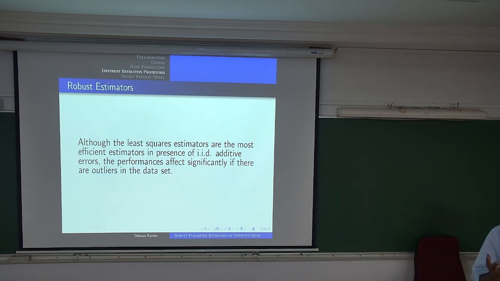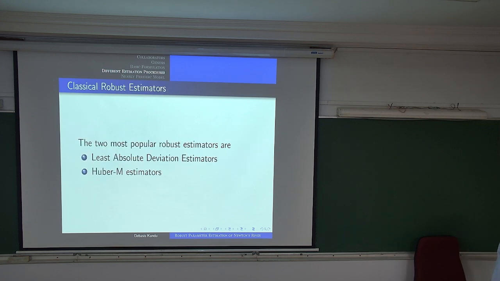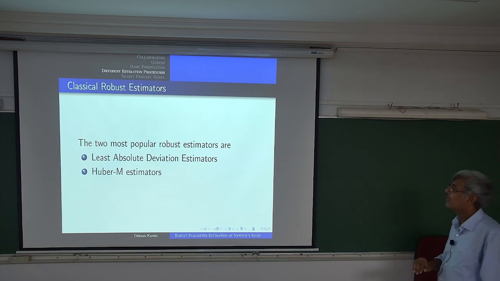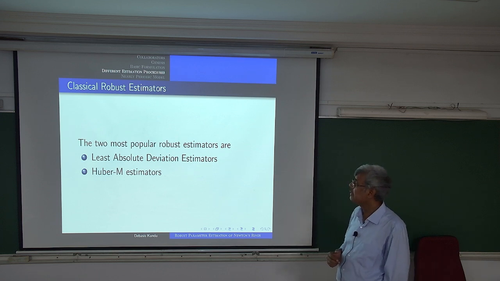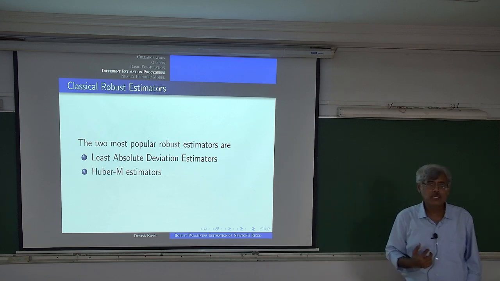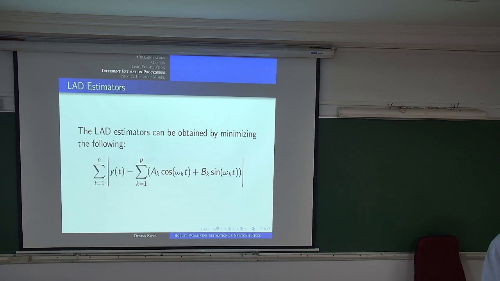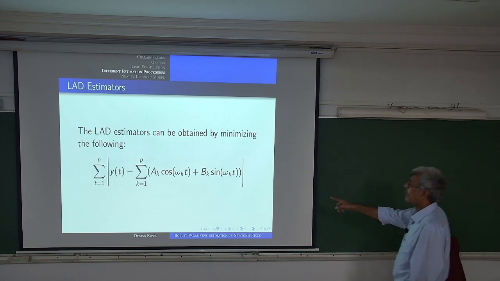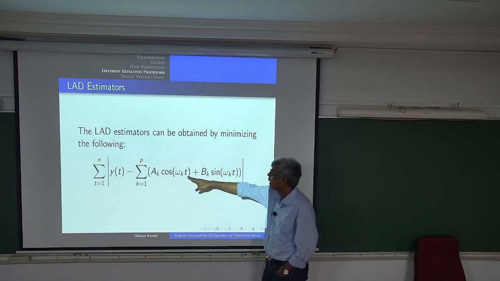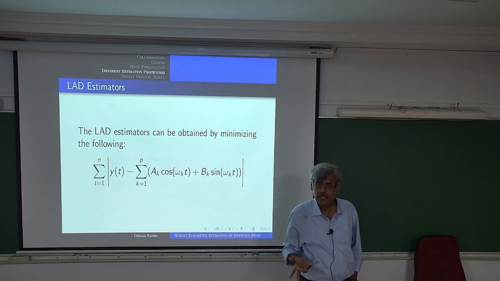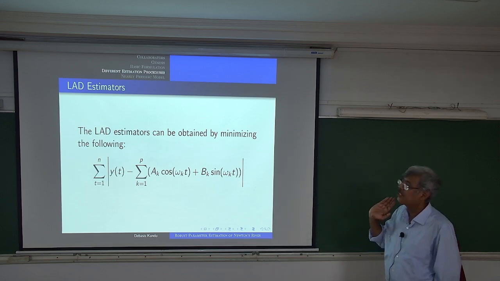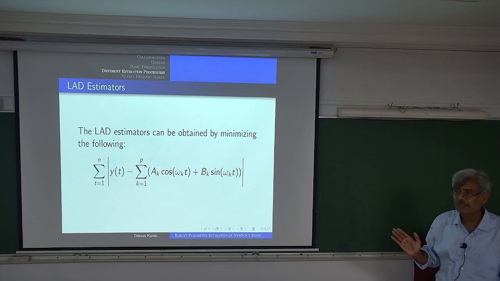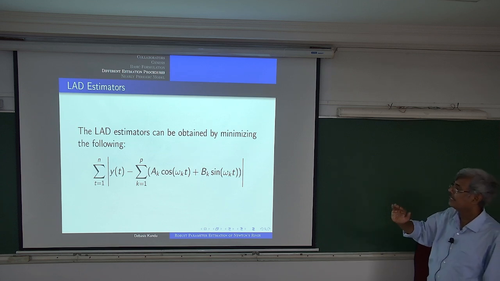So it is well known that the least square estimators are not robust, in the sense that if you have a few outliers, they do not perform well. That's the reason there are a few alternatives, which are the least absolute deviation and the Huber M estimator. I will just briefly mention them. In least absolute deviation, instead of the square, you are looking at the absolute value, and that makes the problem much more difficult, because solving this is a much more difficult problem.